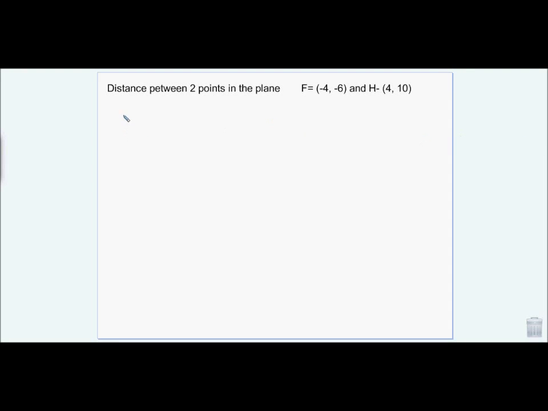To find the distance between 2 points in a plane, you need to know the distance formula. The distance formula is d equals the square root of (x1 minus x2) squared plus (y1 minus y2) squared. This distance has to do with finding the radius of a circle. That's how it's derived. I can make either point x1, y1 and x2, y2. It doesn't matter which point, just so long as these are both 1s, these are both 2s.